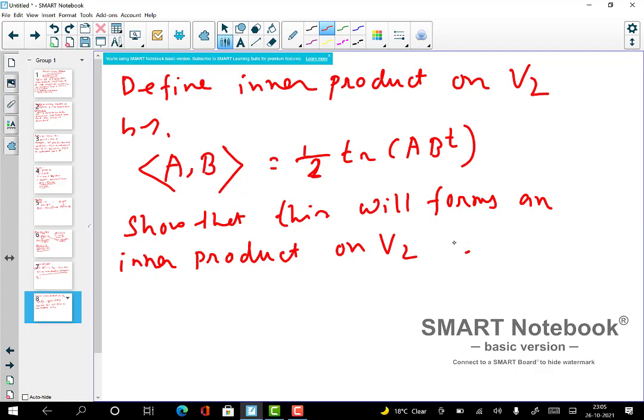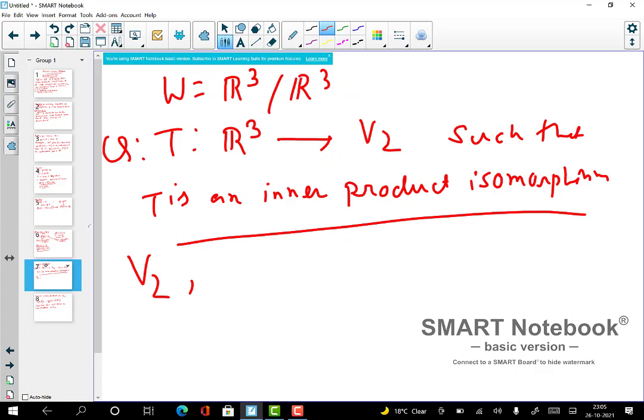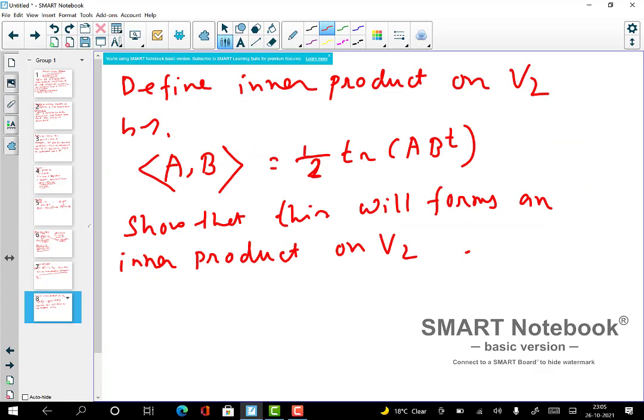Now the question I ask here: because V2 and R3 have the same dimension, do we have a map which is an isomorphism between the inner product spaces R3 and V2? R3 I am taking with the standard inner product, and V2 with the inner product defined by this operation. Now, how do you define such maps? What does that mean? That means this is what we prove.